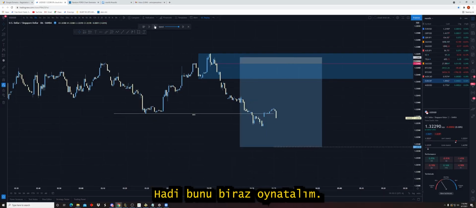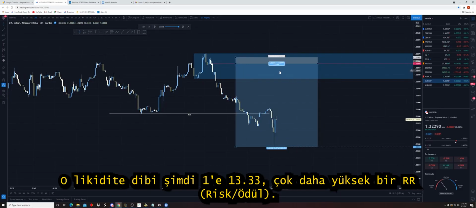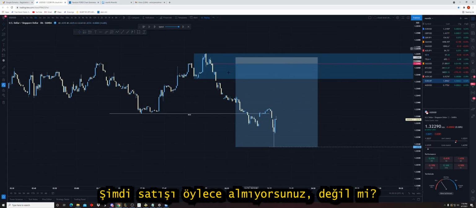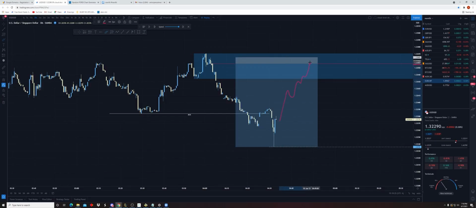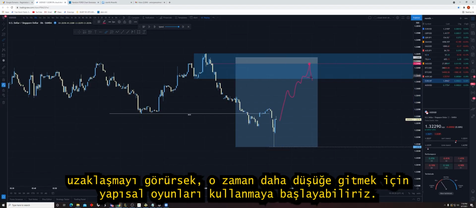So let's play that out a little bit. That's liquidity low, yep, is now a 1 to 13.33, a much higher RR. Now, you don't just take the sell, right? We could also wait for prices to reach up into there, and if we see the perfect mitigation and move away, then we can begin to use the structural plays to go lower, right?